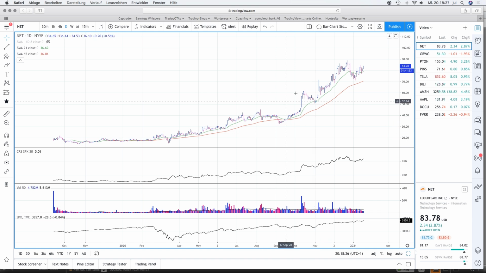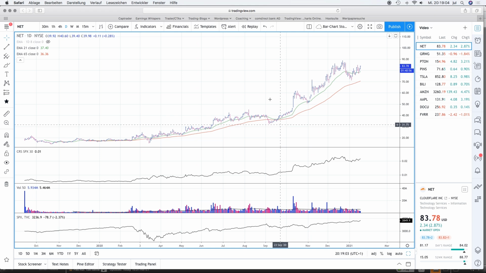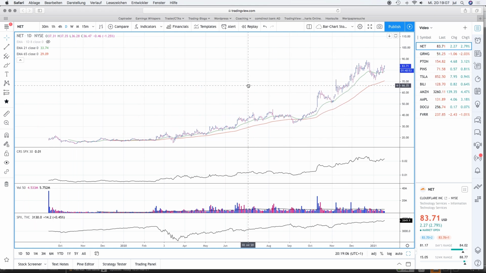Today I want to talk about the relative strength line again. I already made a video on how you can add the relative strength line to TradingView, and today I want to talk more about the line itself. You can see here the indicator CRS SPX 30. This is the comparative relative strength to the S&P 500. This is the indicator I want to talk about in this video.